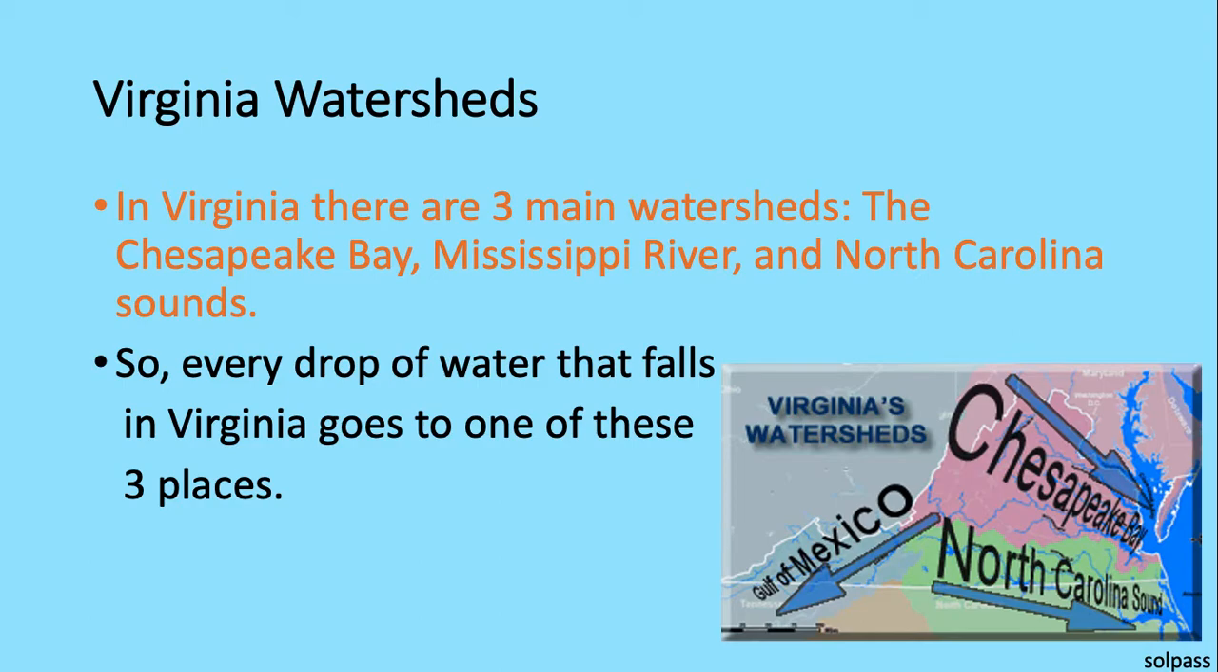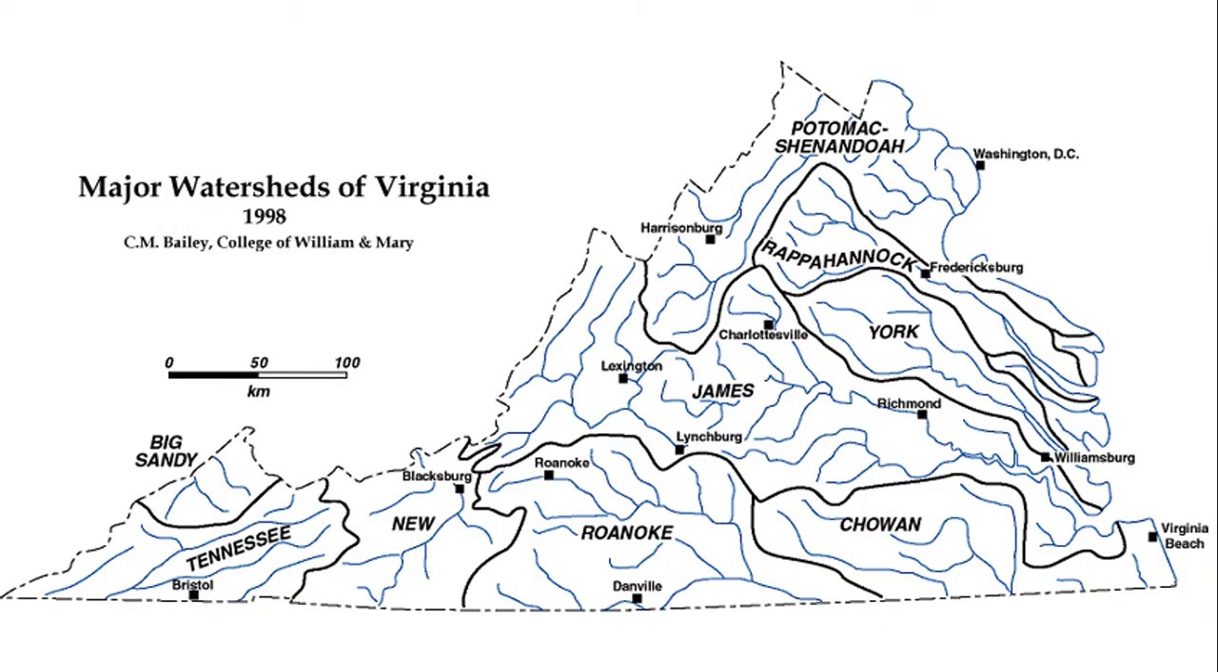So there's three big watersheds in Virginia, though: the Chesapeake Bay, the Mississippi River, and the North Carolina Sounds. So every drop of water that falls in Virginia goes to one of these three places. So looking back at this map, everything the James River watershed and above goes to the Chesapeake Bay. The Roanoke and the Chowan go to North Carolina Sounds, and then Big Sandy, the Tennessee River, and the New River all go to the Mississippi River and then the Gulf of Mexico.